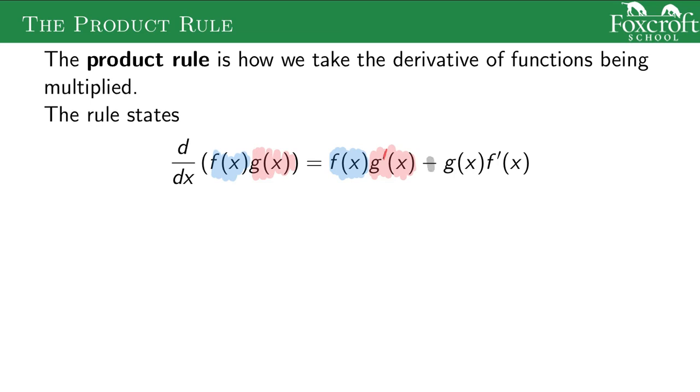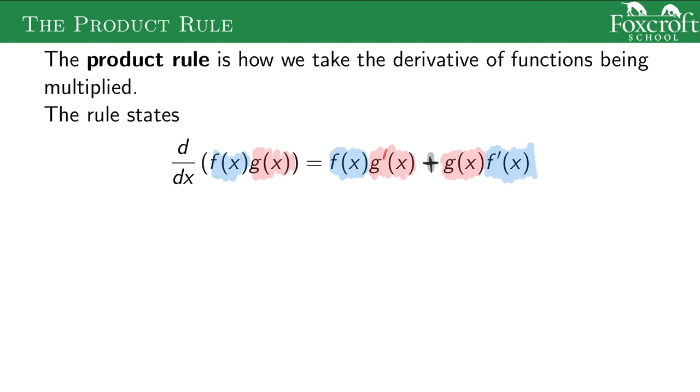And I made a mistake here. This should be a plus sign. Oops, plus sign. And then we do the exact opposite. Now we're going to keep g the same, that's our original g function, and now we take the derivative of f. All right, so this is the product rule.